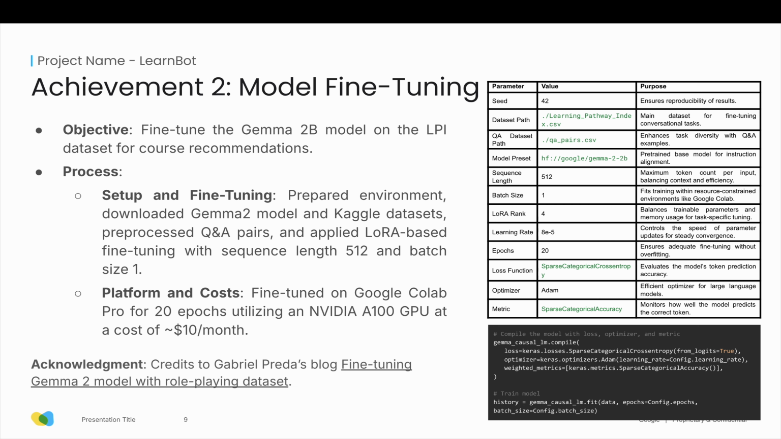For the platform and the cost, I fine-tuned the model on the Google Colab platform for 20 epochs, and I used the NVIDIA A100 GPU at a cost of about $10 per month. I would like to acknowledge Gabriel Preda for his blog post titled Fine-Tuning Gemma 2 Model with Role-Playing Datasets.